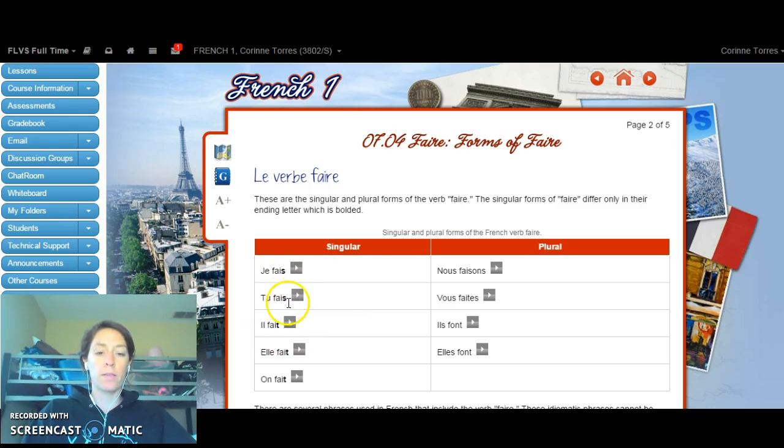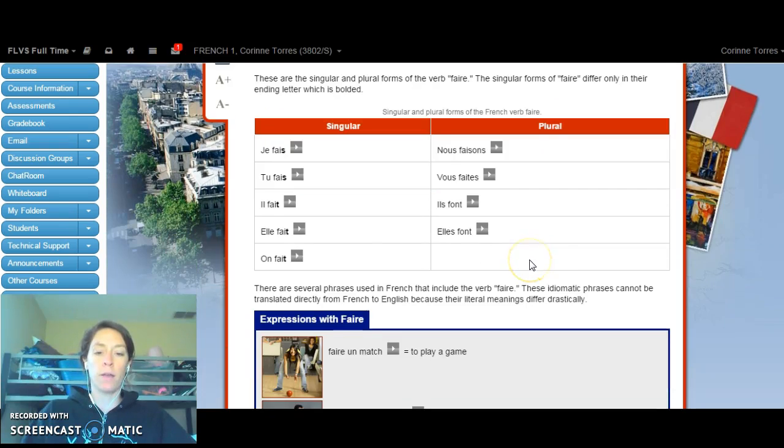For others, notice how they are spelled. Je fais, which means I do or I make. Tu fais, il fait, elle fait, on fait. All of them sound the same, but je and tu have S's. Nous faisons, vous faites, ils font, elles font. Notice how for vous faites, I say the T here, right? So these are the different forms of faire.